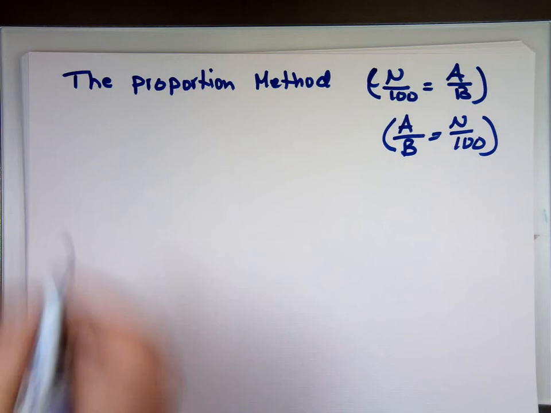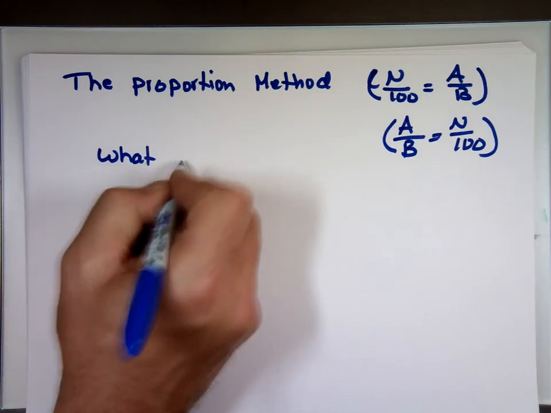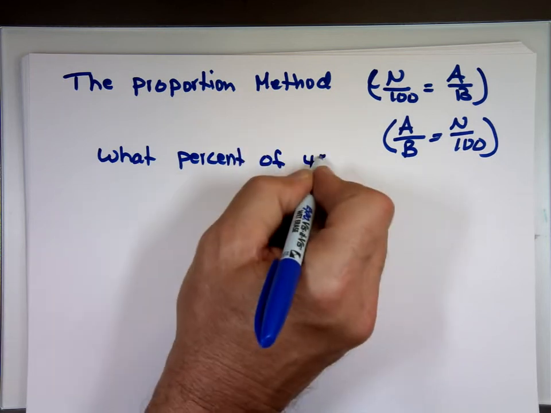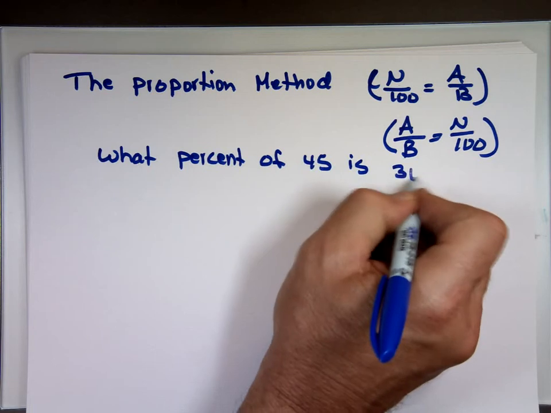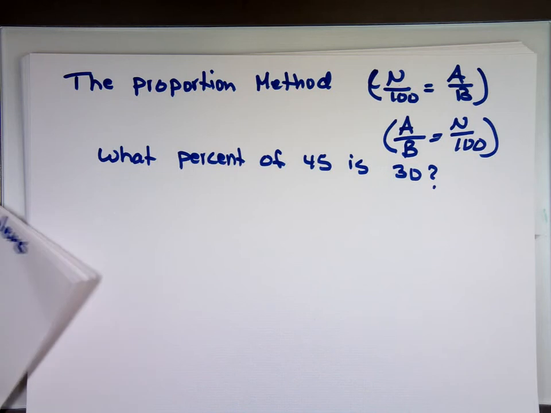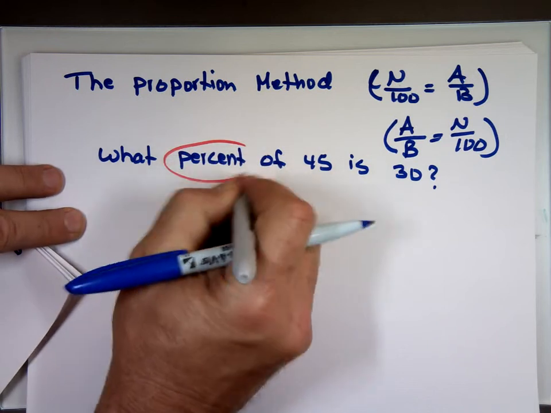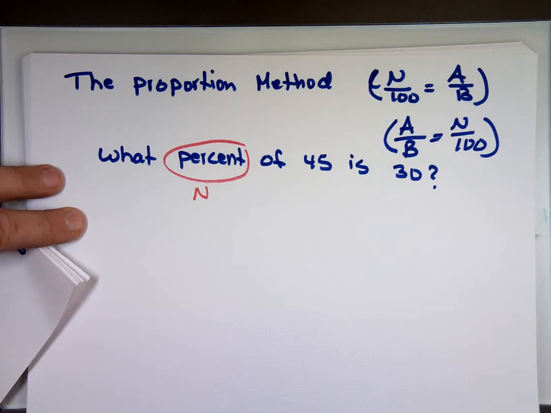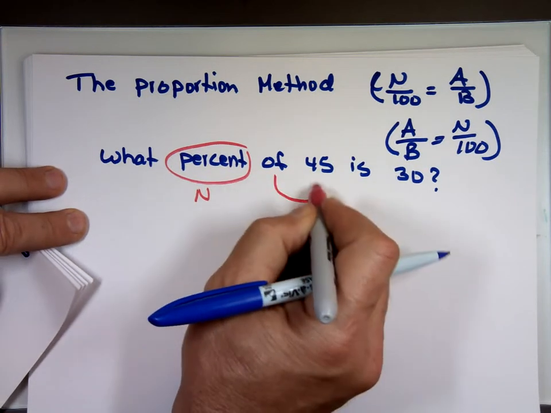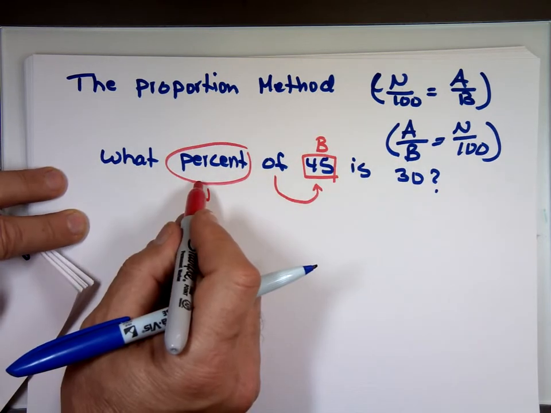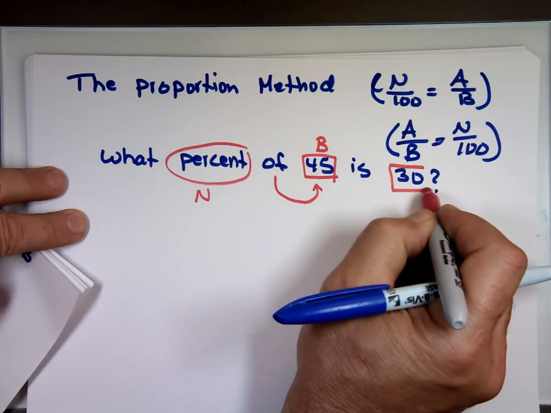What percent of 45 is 30? Let's identify them. Percent is what? That's the number. There's the word of. What comes after of? The base. So this is the number. That's the base. That leaves this number to be what? The amount.